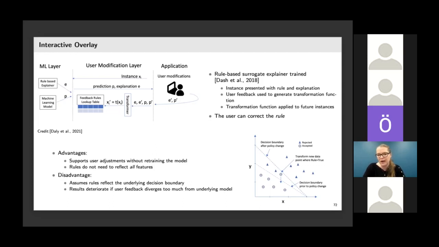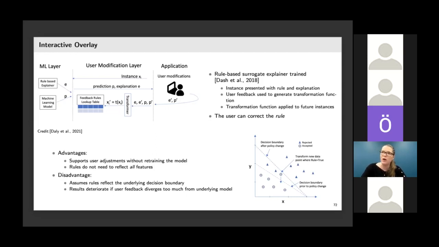So the user can correct that rule. And those transformation functions are being stored to be able to test whether the feedback from the user would have changed or flipped the prediction associated with it. One of the advantages here is that it supports user adjustments without having to retrain the model.